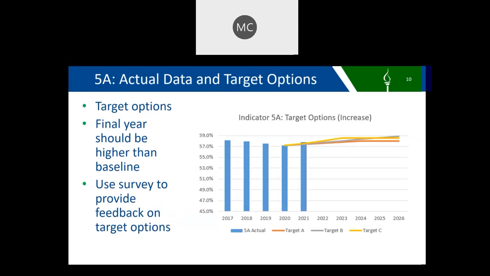This chart shows actual data for Indicator 5A for 2017 through 2021 in the blue bars. The proposed target options are represented by the colored lines on the chart. The first option, A, is the orange line that shows an increase before flattening out. Option B is the gray line that shows a steady increase through 2025-26. Option C, the yellow line, has a faster increase than option A, but then flattens out.